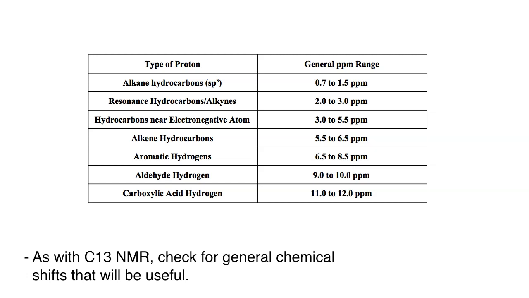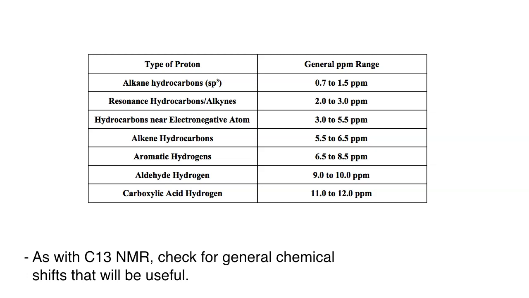Then you have any type of hydrocarbon that might be next to an alkyne or a resonance system, and that's going to be 2.0 to 3.0 on the relative scale. These are hydrogens on, for instance, a methyl group on an aromatic ring, not to be mistaken with aromatic hydrogens that are actually on the aromatic ring itself. Then you have hydrocarbons that are near electronegative atoms, which is 3.0 to 5.5. These are, for instance, your methyl groups next to oxygens or your methylenes attached to a halogen.